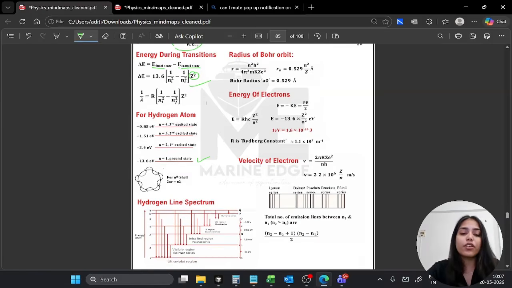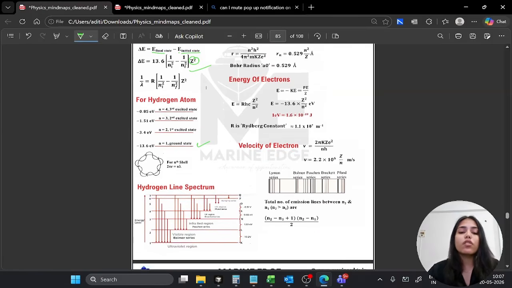Okay. Next we have hydrogen line spectrums. The jumping of a particle between different shells as it goes down from 7th to 6th to 5th to 4th has been named under different categories. We have the Balmer series, we have the infrared series, and so on.